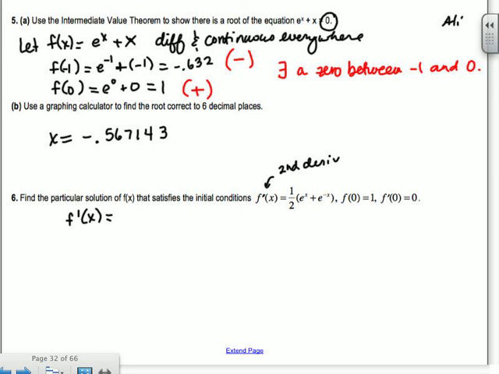I would first rewrite f double prime of x maybe as 1/2 e to the x plus 1/2 e to the negative x. I just multiply the 1/2 in. Just makes it a little easier. So what's f prime going to be? One half e to the x minus 1/2 e to the negative x. Do you guys know how I'm getting this? Why do you have to have a minus there?